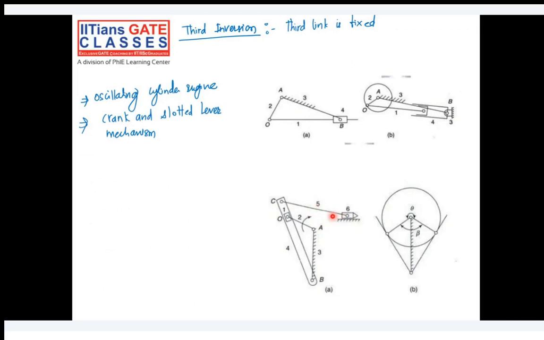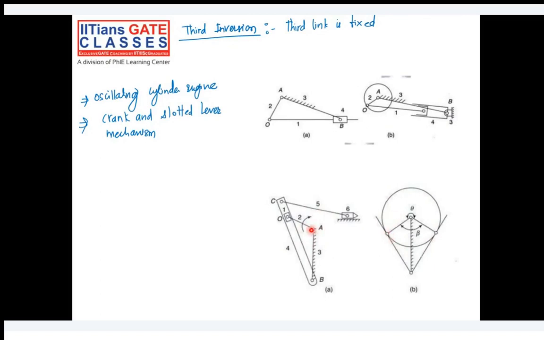Basically the time for forward stroke is given by theta, and then time for return stroke is again given by beta. So it's more or less similar to that, but in order to achieve it, what we have to do is add the fifth and sixth link. Then this mechanism will work like a quick return.